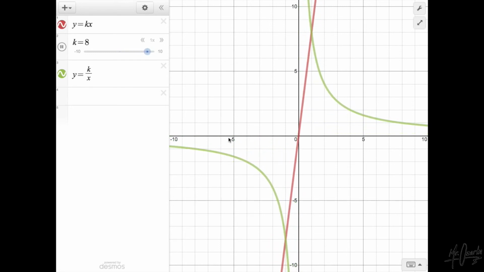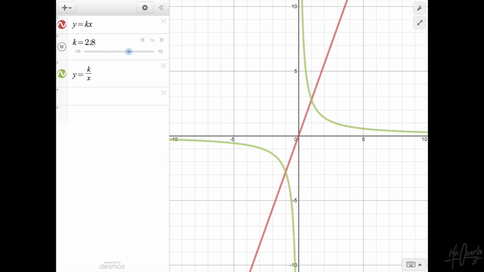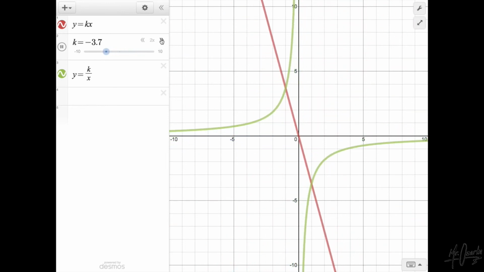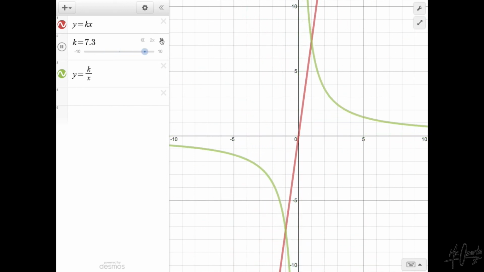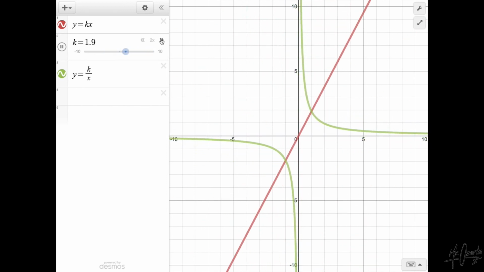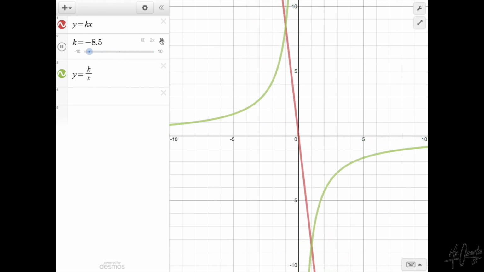So here are both of the graphs graphed together with the k's moving throughout. I can speed this up a little bit. Hopefully the graph helps explain the difference between direct and inverse variation as well. If you have any questions on inverse or direct variation, let me know.